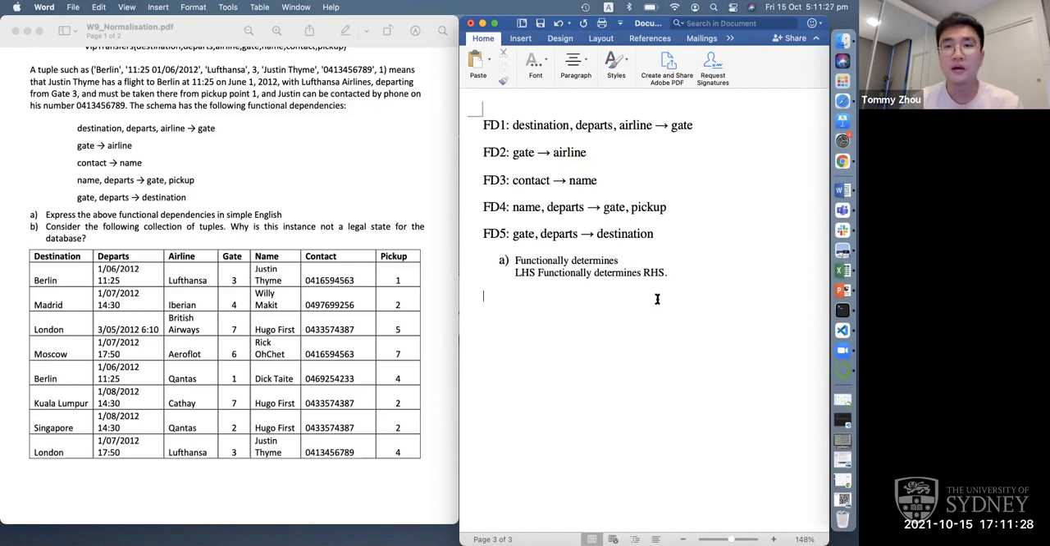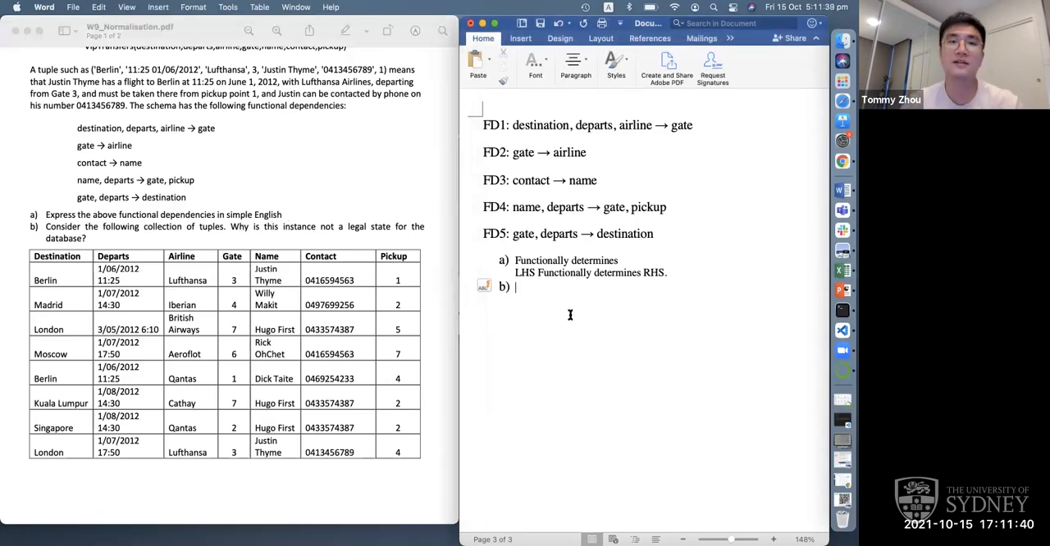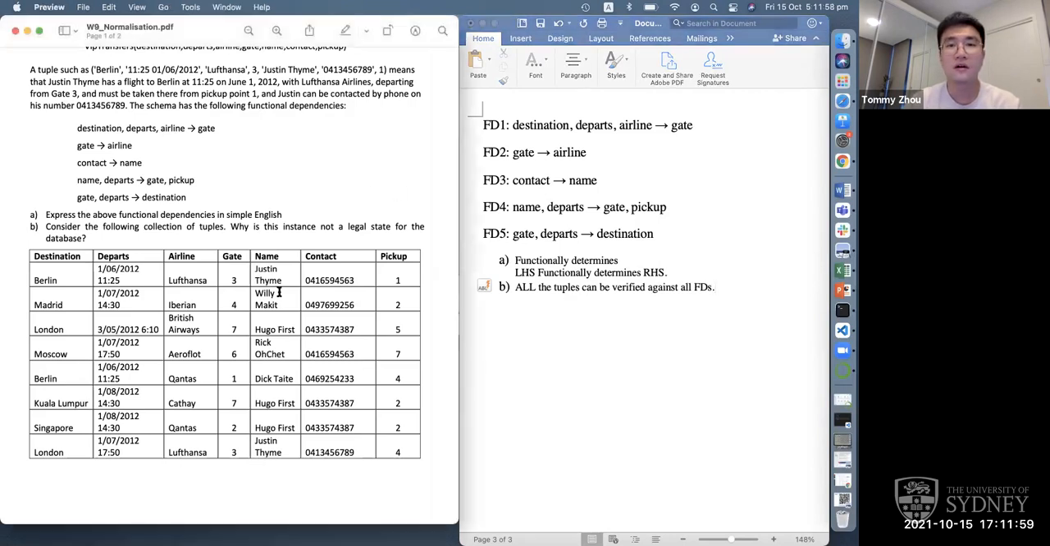All right. Next question. Question B. Consider the following collection of tuples. Why is this instance not a legal state for the database? So firstly, what is a legal state? That means all the tuples can be verified against all FDs. So you're going to look at all those tuples and compare them against all those FDs.